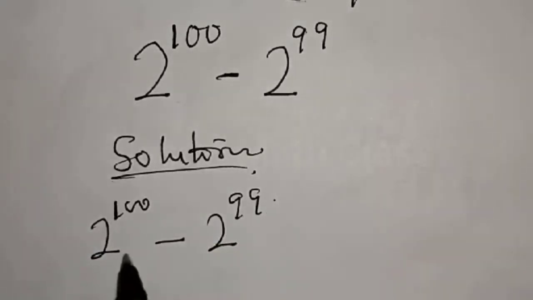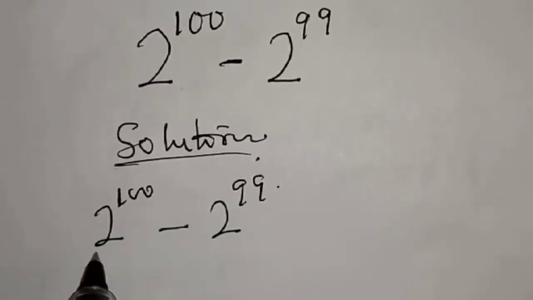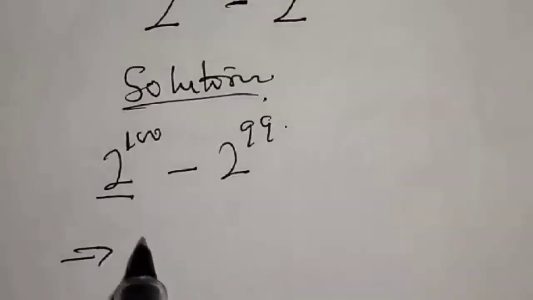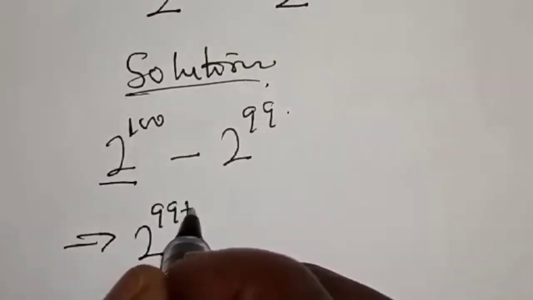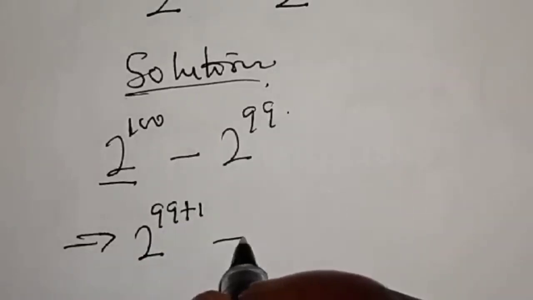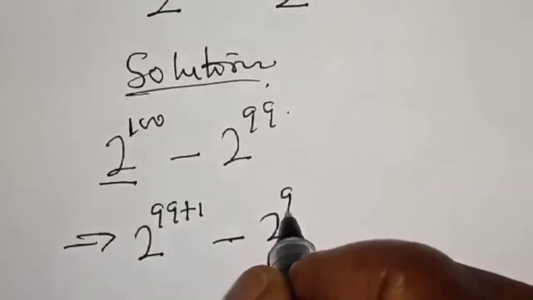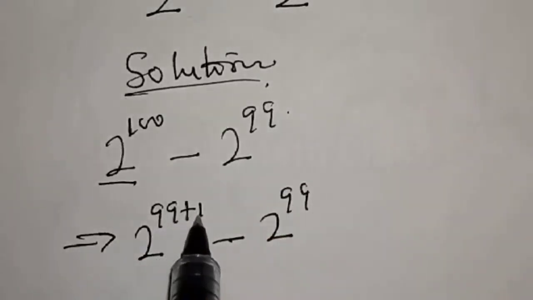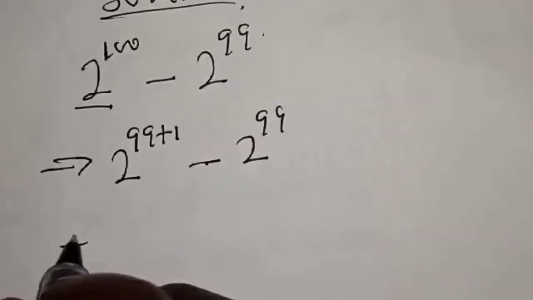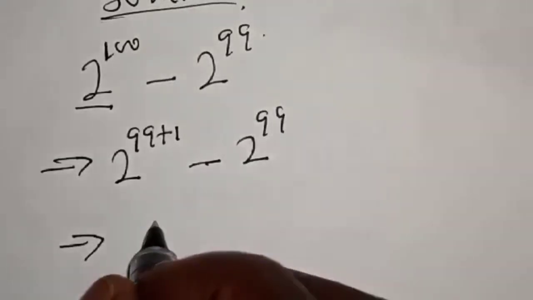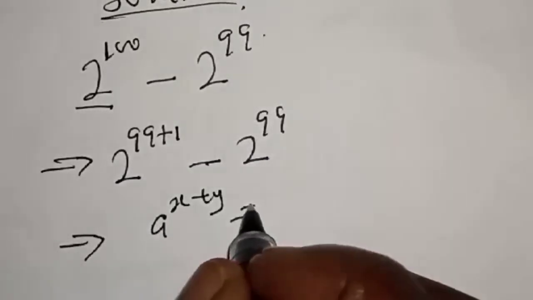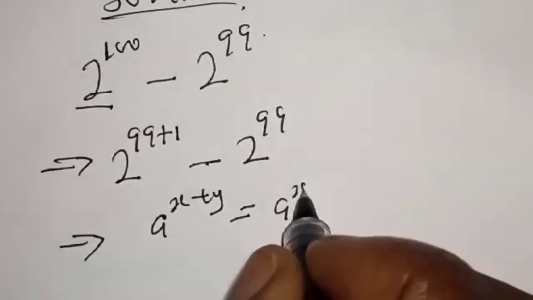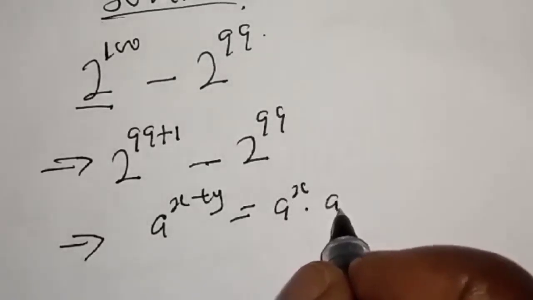Then we know that 100 minus 99 is equal to 1. Therefore, let's try and look at how we can manipulate this. 100 can be written as 99 plus 1, so 2 raised to power 99 plus 1, then minus 2 raised to power 99. We know that 99 plus 1 is equal to what? 100. If you have a raised to power x plus y, it is equal to a raised to power x multiplied by a raised to power y.